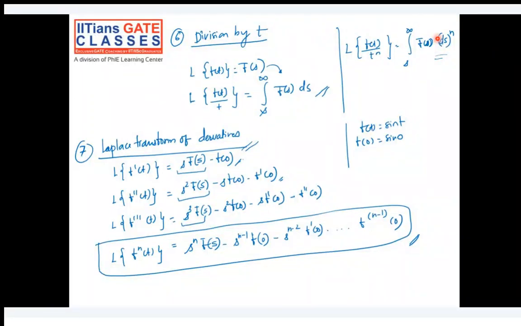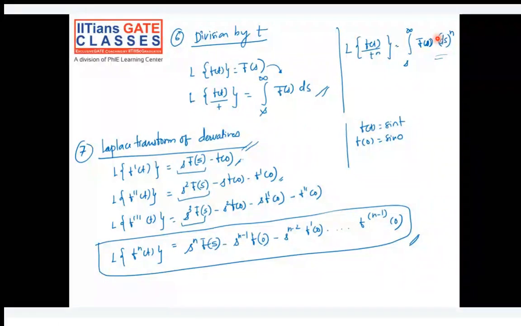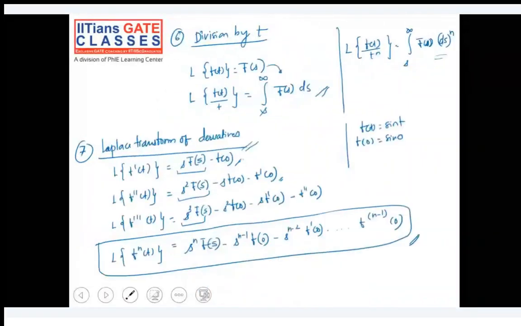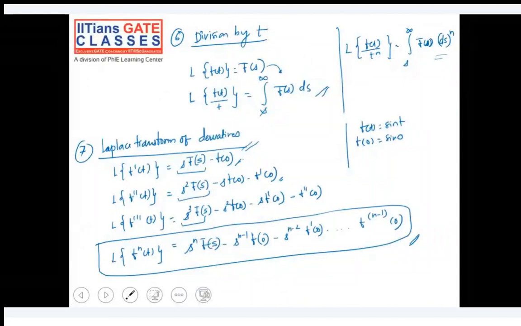So what we understood till this? The main properties we have understood are Laplace shifting property. First one is linearity, then shifting, second shifting, multiplication by t, division by t, and scaling. Okay. Now Laplace transform of derivative, and then Laplace transform of integral. So this Laplace transform of derivative is very important because this is the property we will be using in order to solve the differential equations.